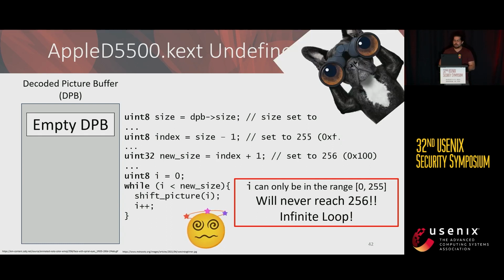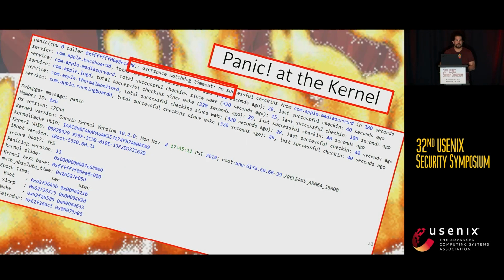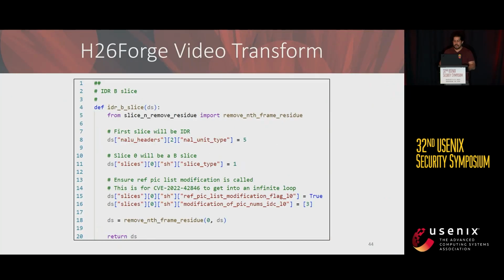Meanwhile, there's a kernel watchdog that is monitoring communication from the Apple D5500 kext. And after 3 minutes of inactivity, the watchdog responds and triggers a panic, causing the device to reboot. I didn't describe it here, but there are certain syntax element combinations required to reach this state, which we can just set with an H.264 forge transform.